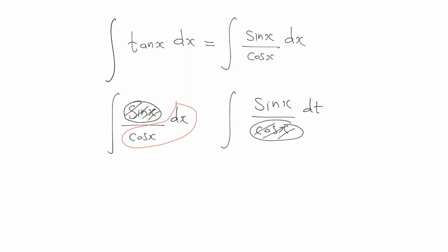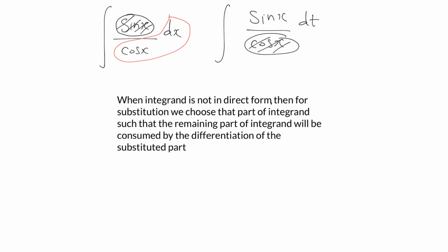Yes, we know that if I am differentiating cos x, I will get minus sin x dx. So no need to worry about the negative sign or any constants. This variable should come under the differentiation of the substituted part. So use this technique: when the integrand is not in direct form, then for substitution we choose that part of the integrand such that the remaining part of the integrand will be consumed by the differentiation of the substituted part.